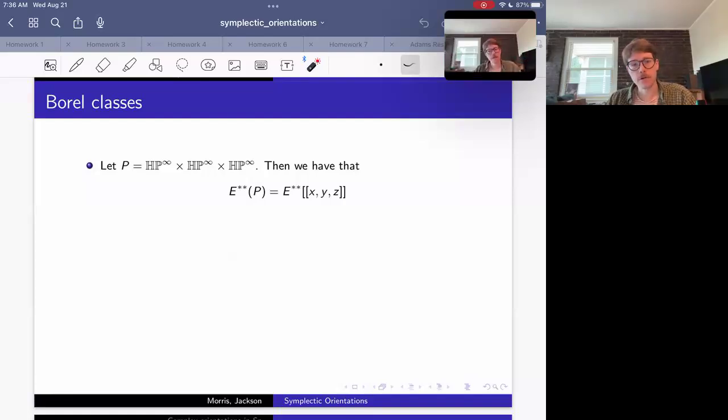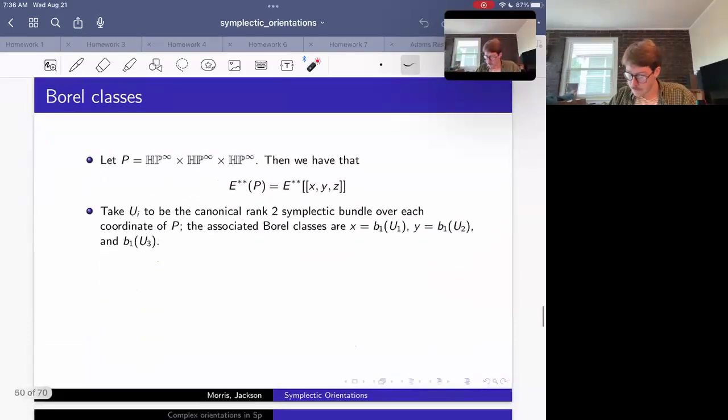So take now, instead of two copies, three copies of HP infinity. We know that if I look at the cohomology of this thing, here E is going to be Sp-oriented. It's going to be a power series on three different classes, which are going to represent the Borel class of the canonical symplectic bundle over each of these HP infinities respectively. This is what I've written here. X is B1 of U1, Y is B1 of U2, that should say Z is B1 of U3, for the canonical bundles over these guys.